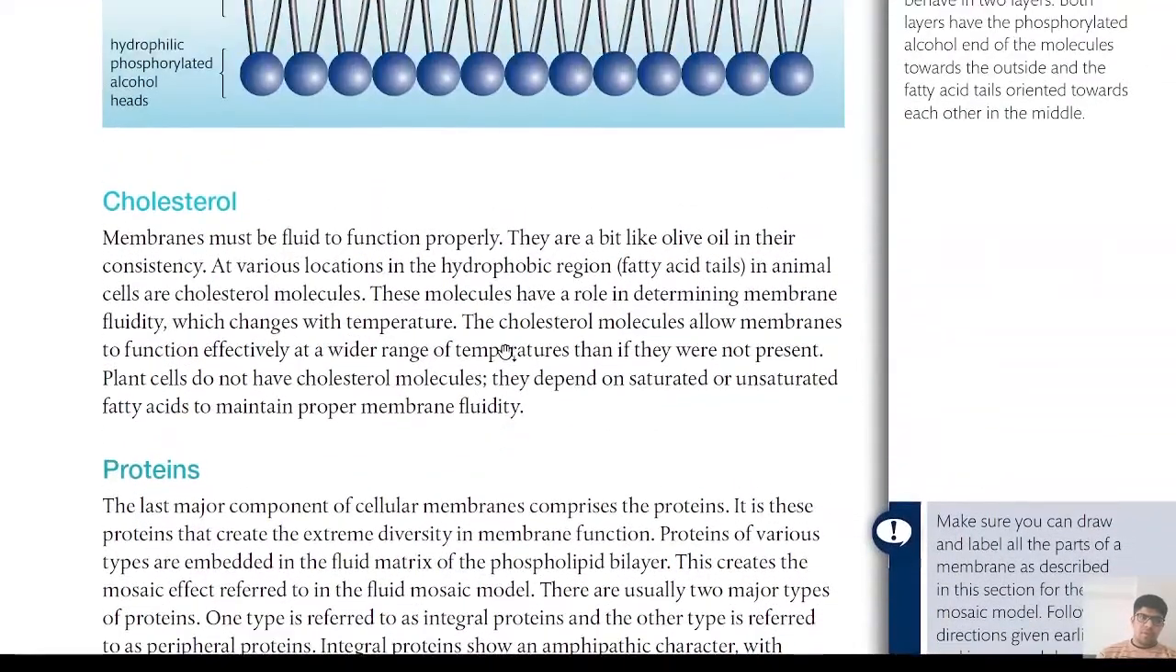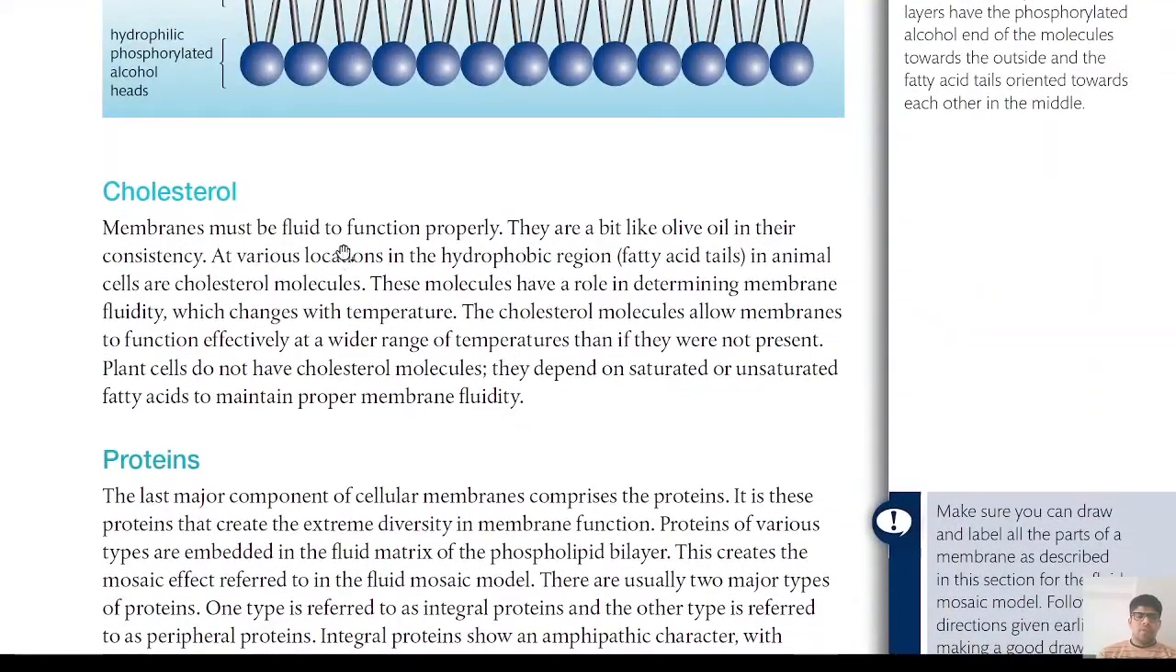So the membrane must be fluid to function properly. They are a bit like olive oil in their consistency at various locations in the hydrophobic region. Among the fatty acid tails in animal cells are cholesterol molecules. These molecules have a role in determining membrane fluidity, which changes with temperature. The cholesterol molecules allow the membrane to function effectively at a wider range of temperatures than if they were not present. Plant cells do not have cholesterol molecules. They depend on the saturated or unsaturated fatty acids to maintain proper membrane fluidity.